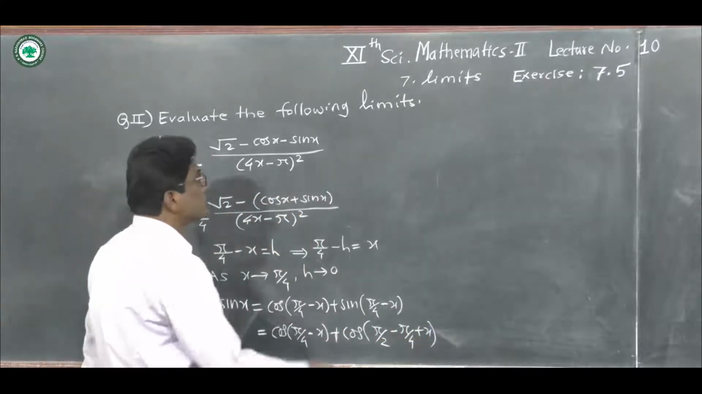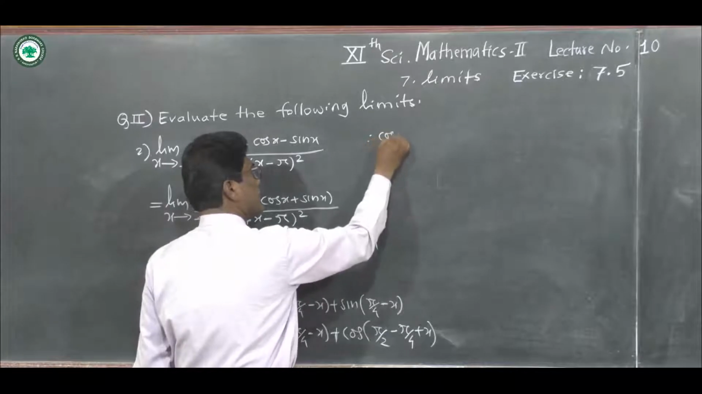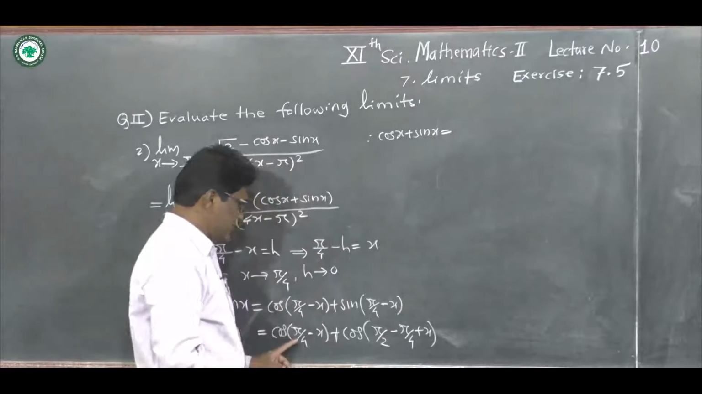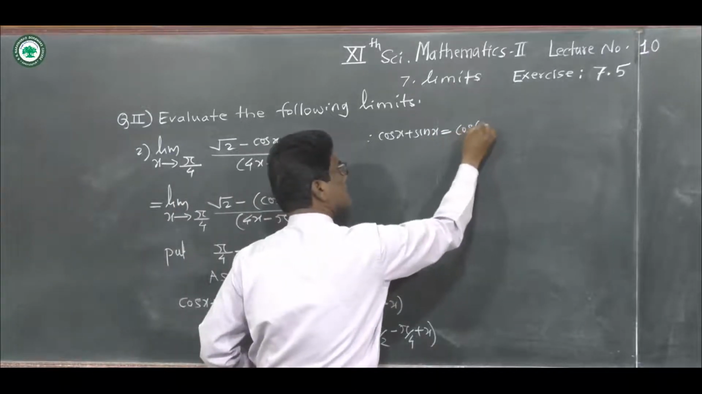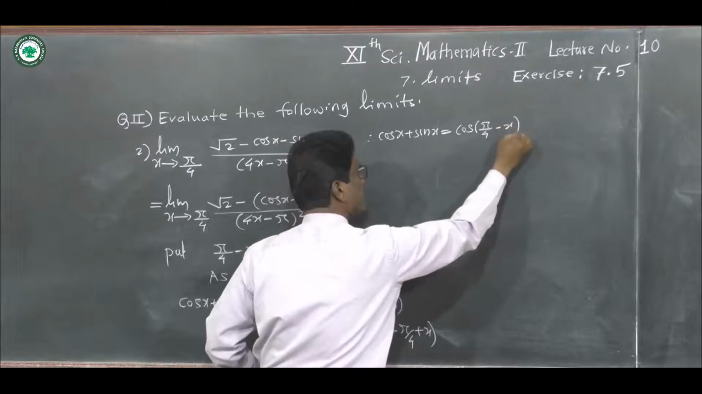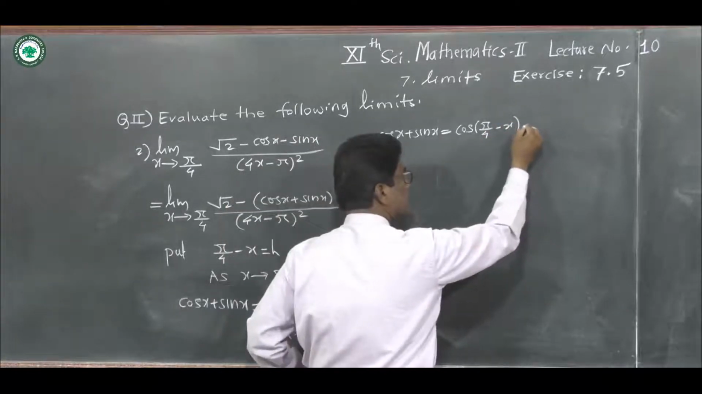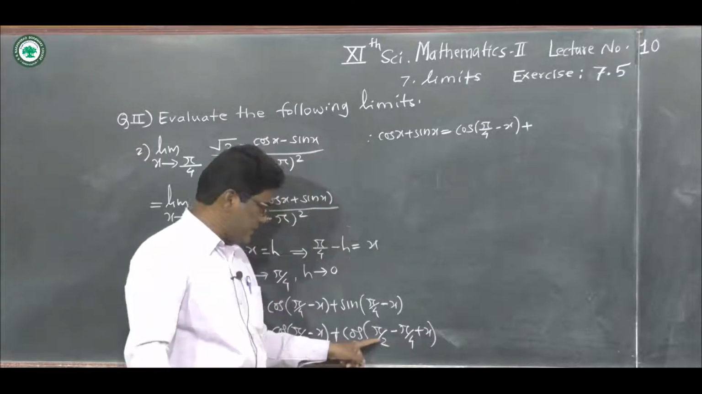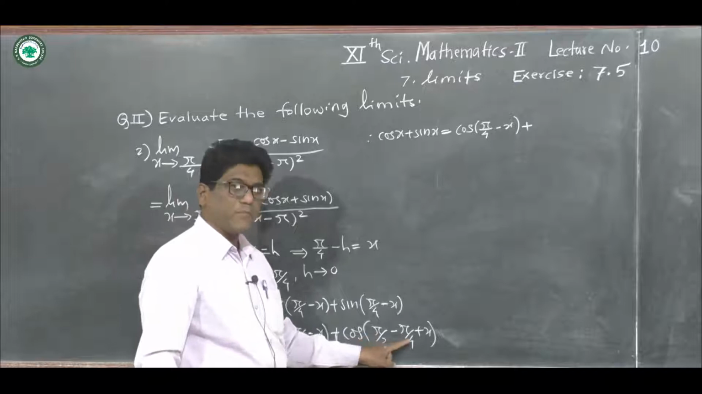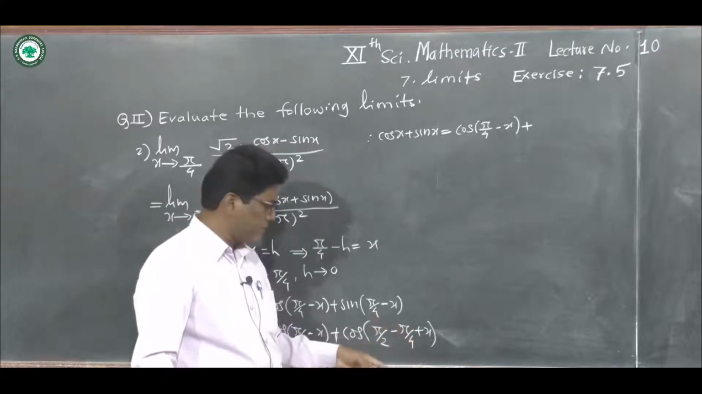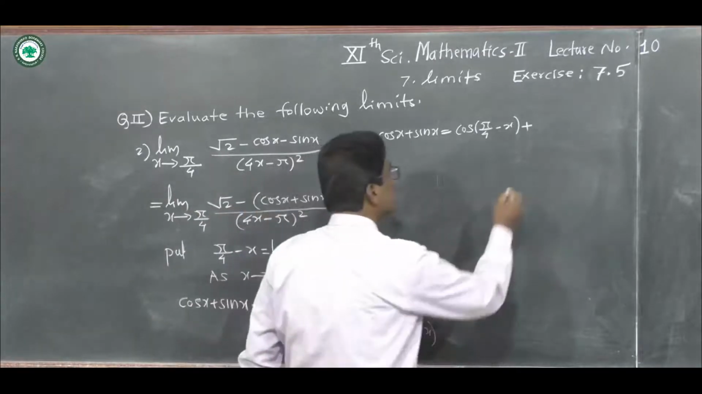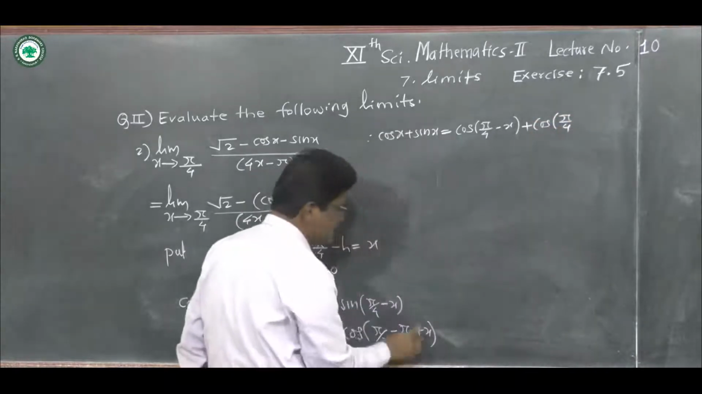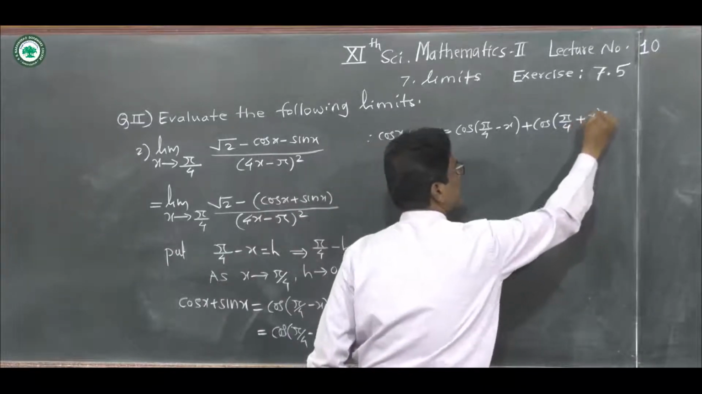Okay, so we get cos x plus sin x, the left side, is equal to cos of pi by 4 minus x as it is, plus cos of pi by 2 minus pi by 4, plus x. Pi by 2 means 90 degrees, 90 minus 45 is 45, and 45 means pi by 4. So it is cos of pi by 4 plus x, as it is.